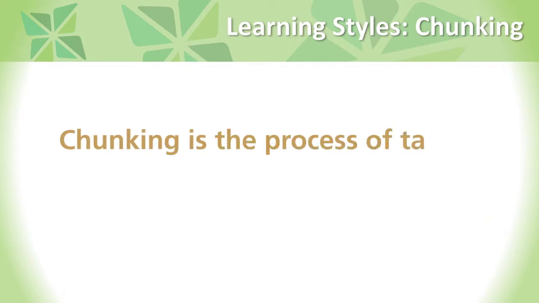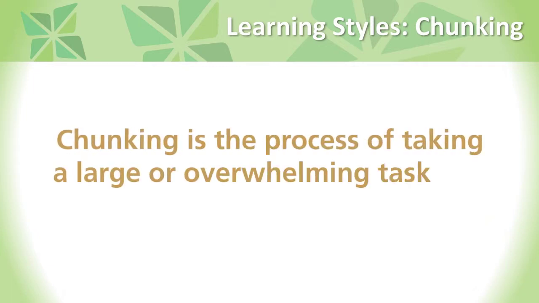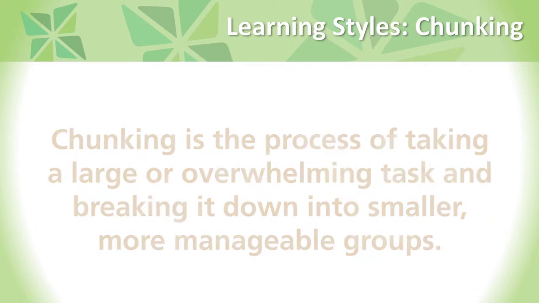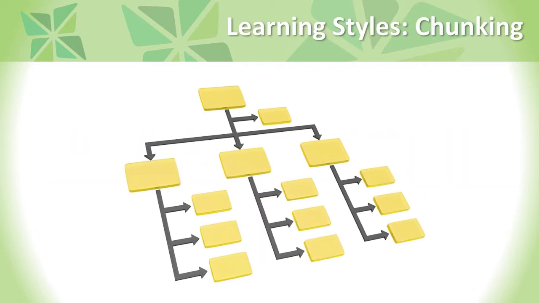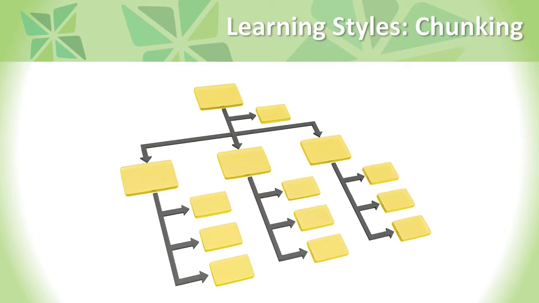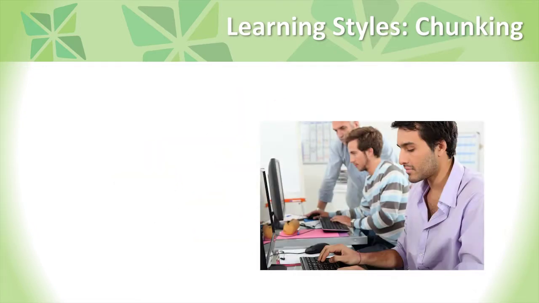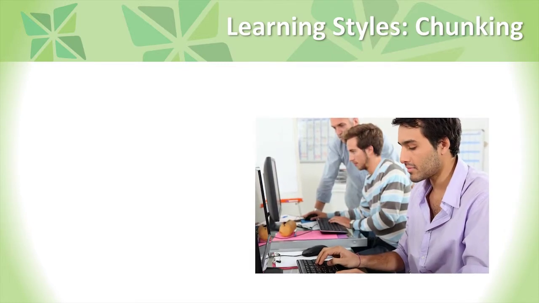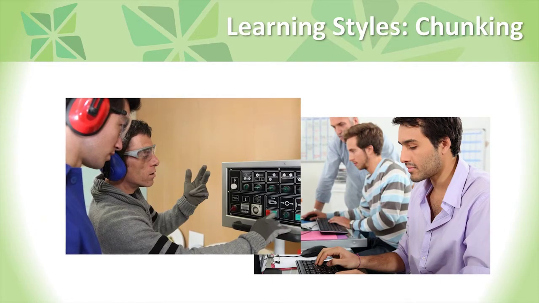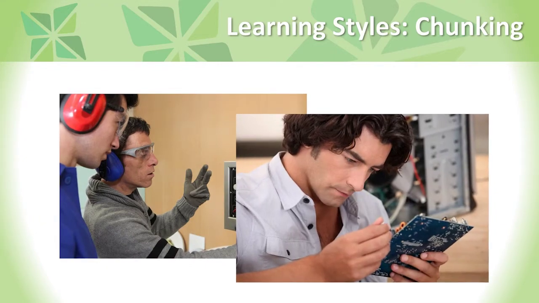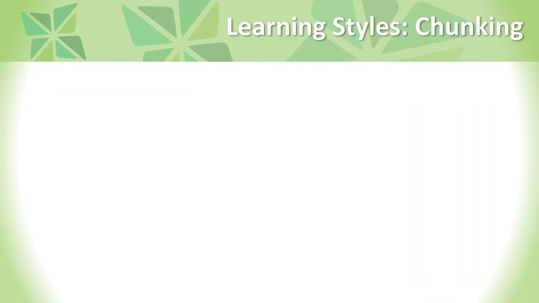Chunking is the process of taking a large or overwhelming task and breaking it down into smaller, more manageable groups. This can be done by breaking a large task into groups or by breaking a task with many steps into groups. This is especially effective for people with autism, as they have a strong ability to focus on a single task and are often very efficient completing tasks when focused.